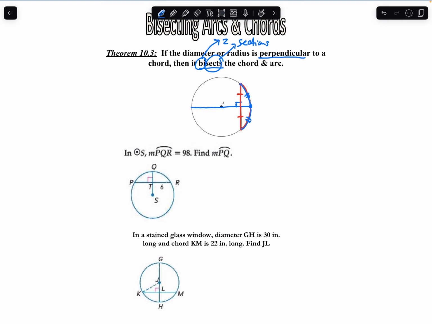In circle S here we have the measure of arc PQR, which is 98 degrees. So from here to here, all of this measures 98 degrees. I'm struggling with this marker for some reason. This whole thing is 98 degrees. Since this is intersecting at 90 degrees, I can find the measure of PQ, which is just part of it. What is the measure from here to here? Well, the entire arc, 98, is going to be cut into two equal parts. So all we have to do is 98 divided by 2.